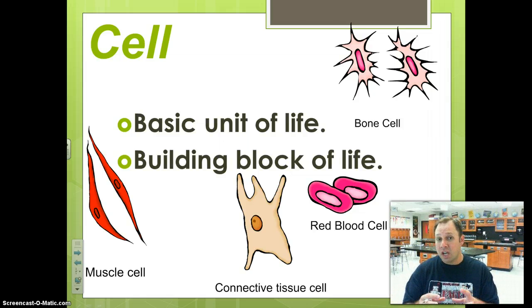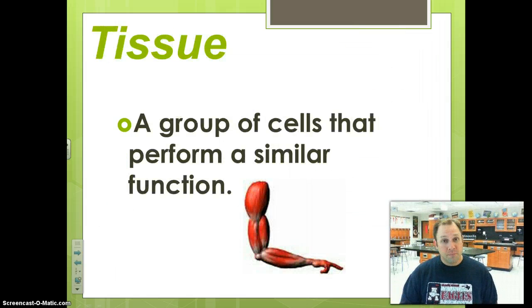Now, when I have a bunch of similar cells working together, maybe like a bunch of red blood cells working together, I get a tissue. So cells working together create a tissue: muscle tissue, bone tissue, brain tissue, blood is a tissue. So I've got cells, a bunch of similar cells working together, I get tissues.